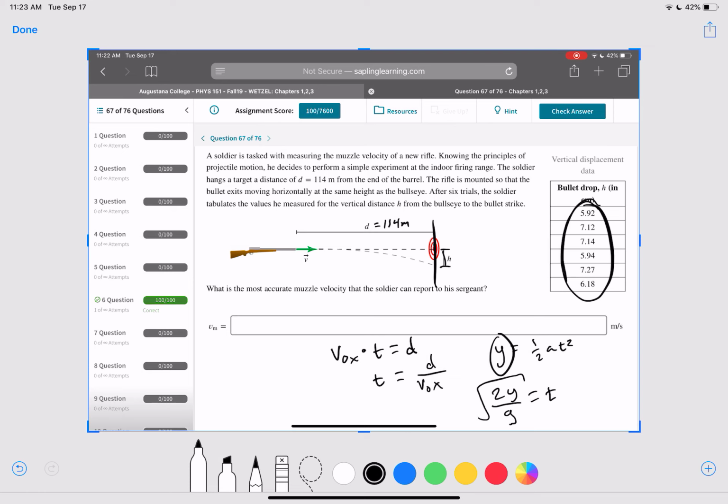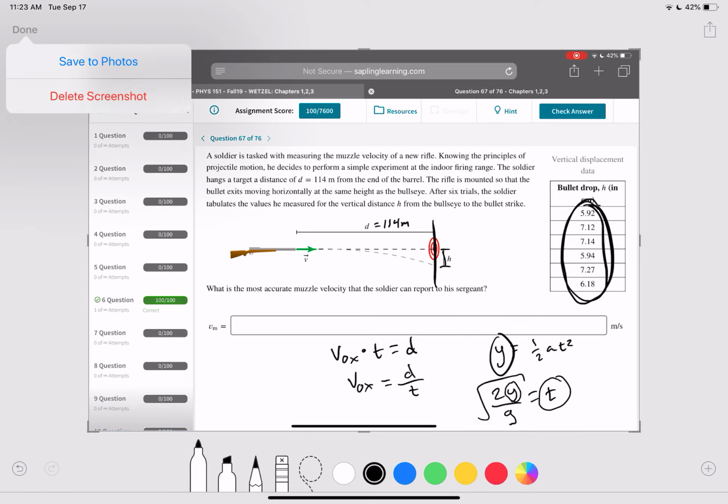So average all of these together, that's going to be your average height. Then you can calculate the average time, and then you go back to this equation. The average muzzle velocity is going to be distance over the average time that you get from doing that.